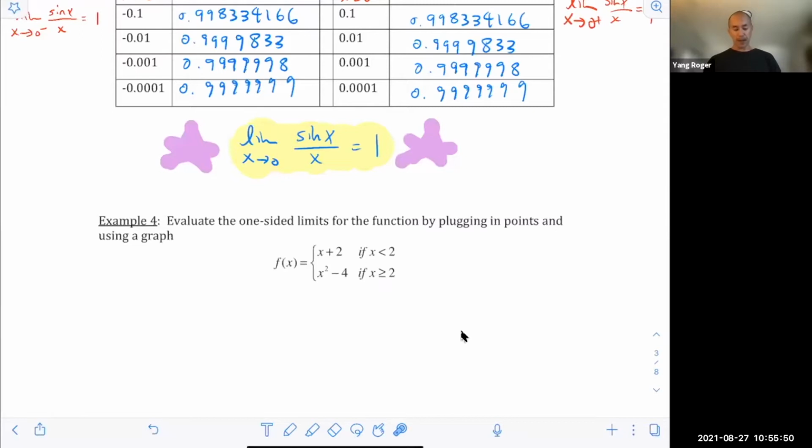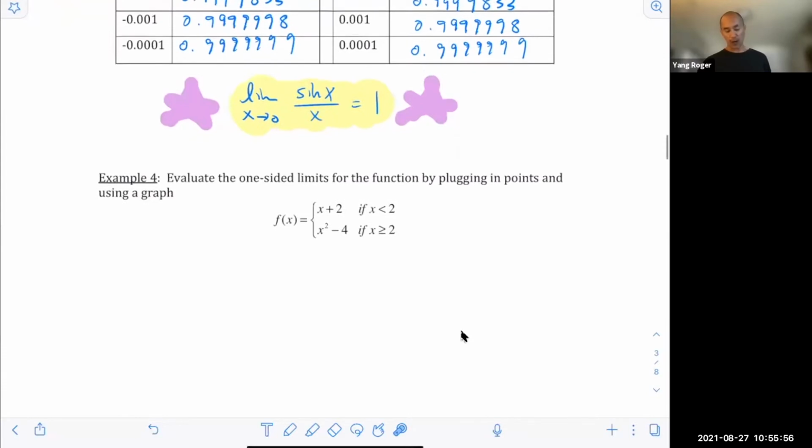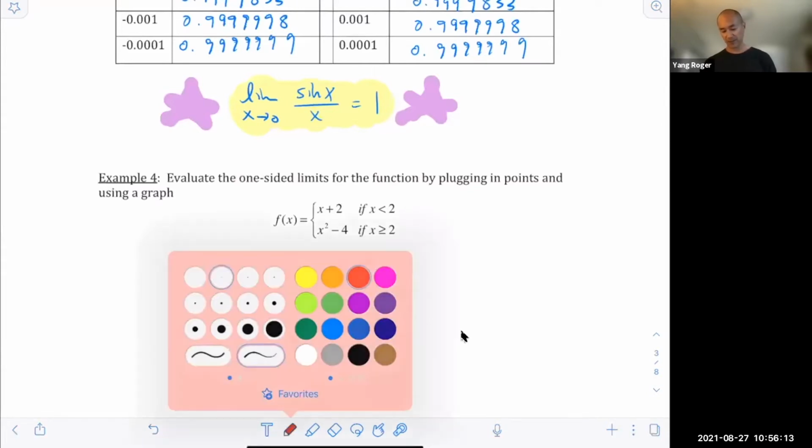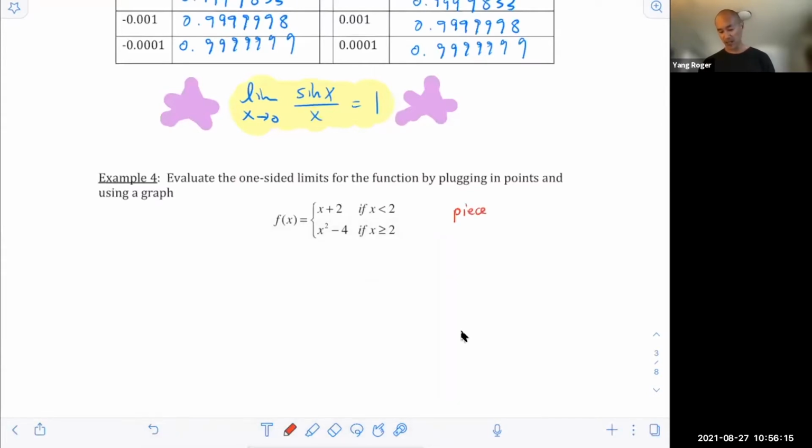So I wanted to look at example 4 with you next. When you look at example 4, does anyone know what kind of function this is called? This type of function has a name. Does anyone happen to know? That's right, Steph, it's piecewise. This is a piecewise defined function. So I want to talk a little bit about this with you.